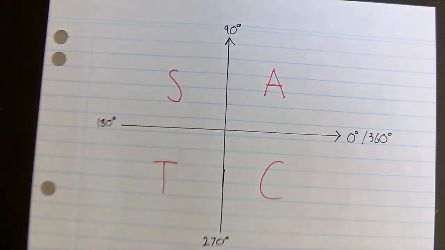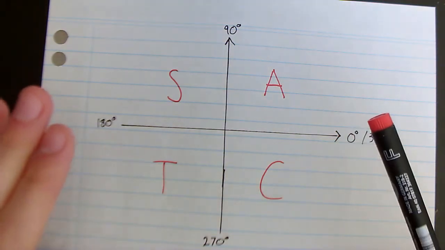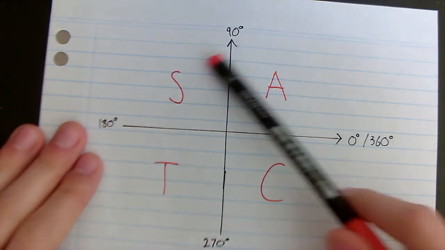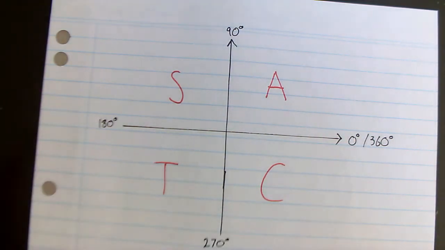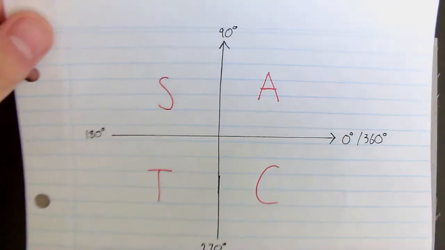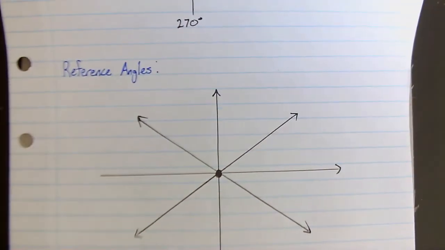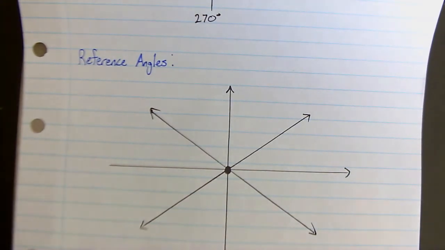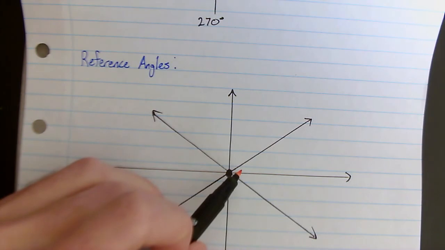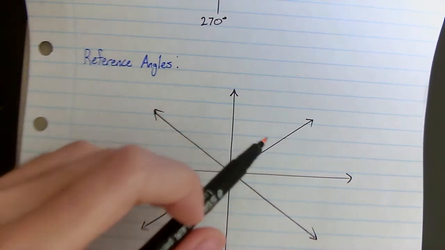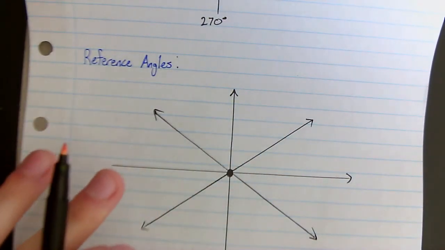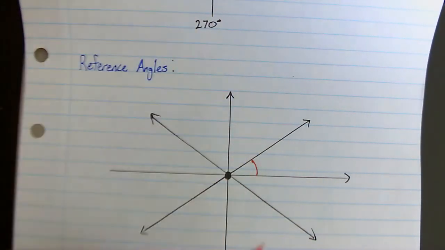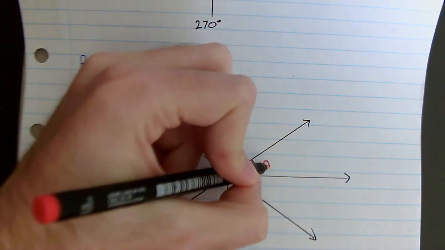So next, once we know how to use the ASTC rule, or at least understand the concept of it, it's a matter of now, how do we actually apply this knowledge? Okay, and we look at something known as the reference angle. What we say is that given any angle in any quadrant, we can always relate it back to an acute angle in the first quadrant, namely this one here. And I'm going to call this theta.